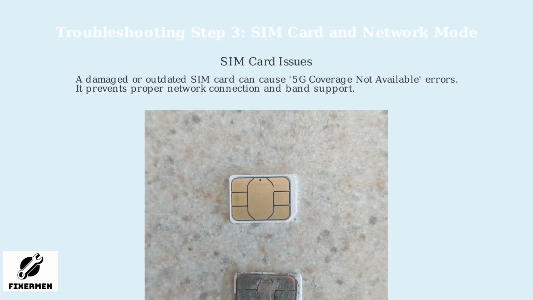Step 3 focuses on SIM card and network mode settings. A damaged or outdated SIM card can prevent your device from connecting to 5G networks, leading to coverage errors. Visit a T-Mobile store for a free SIM swap, or consider switching to an eSIM for modern devices.